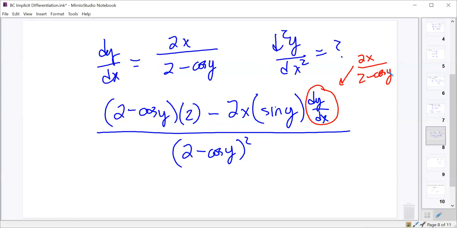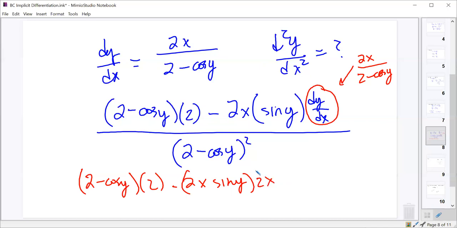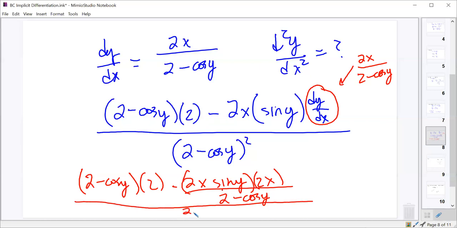So effectively, we're going to end up with another 2 minus cosine y in our denominator here, because we're going to get a common denominator over here and drop it down. So what we've got to start with is 2 minus cosine y times 2, minus 2x sine y times 2x over 2 minus cosine y, all over 2 minus cosine y squared.